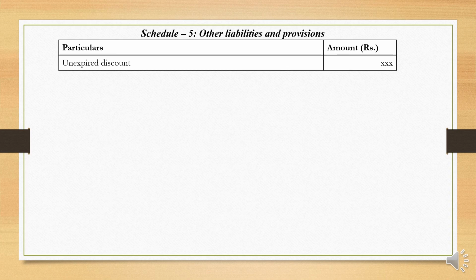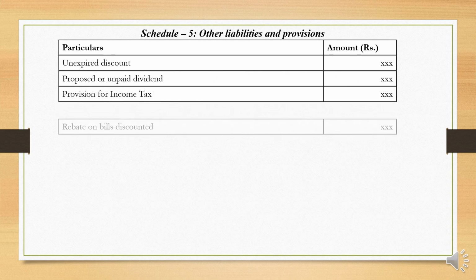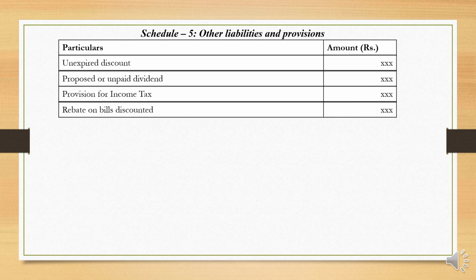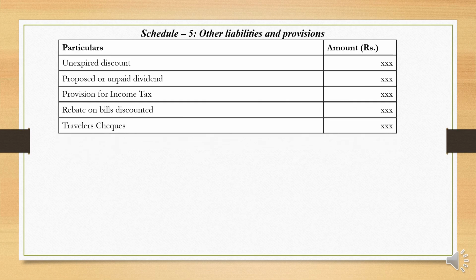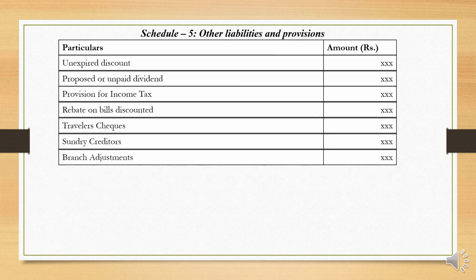That should be treated as a liability here. Then next comes proposed dividend or unpaid dividend. And next one is provision for taxation. Next comes rebate on bills discounted. Then travelers checks. Then sundry creditors, branch adjustment.